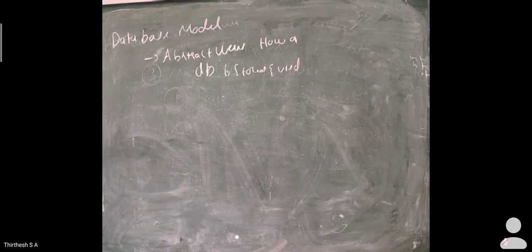A data model consists of a set of data, structure and conceptual tools that are used to describe the structure of the database. What does this require?